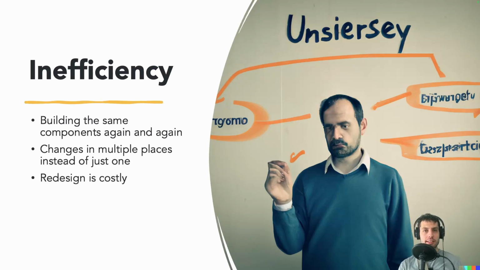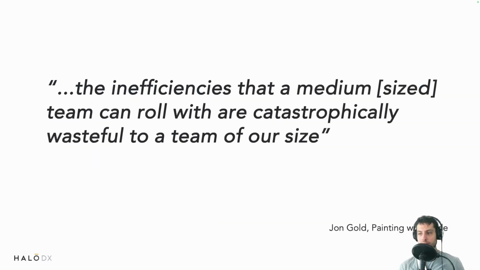When you don't have clear guidance or tools that help you build your product, then you're doing the same work in order to build the components again and again. Changes in multiple places instead of just one. And when doing redesign, this is really costly. A favorite quote of mine basically said that at first you can live with the inefficiencies, but as your team grows, as the company grows, as the product grows, these inefficiencies become tough to manage and they become exponentially wasteful.